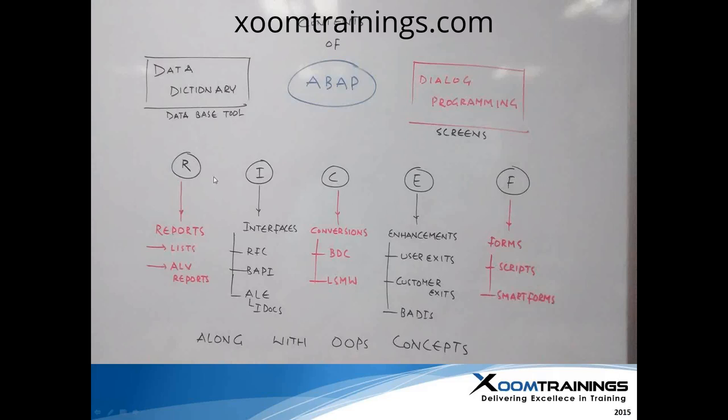Right. So R is internal document, F is external document, E is enhancing standard. And next, conversions. This is a very important role of an ABAPer. Reports and conversions are going to be a very important role of an ABAPer actually.